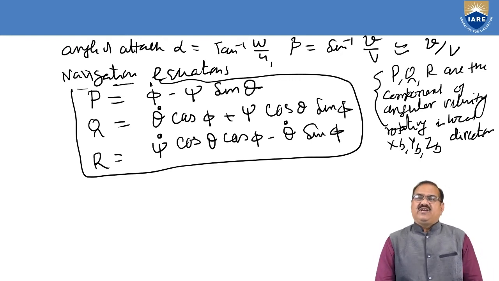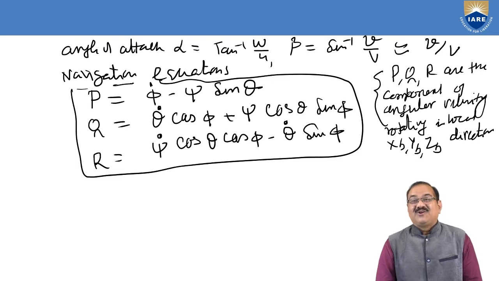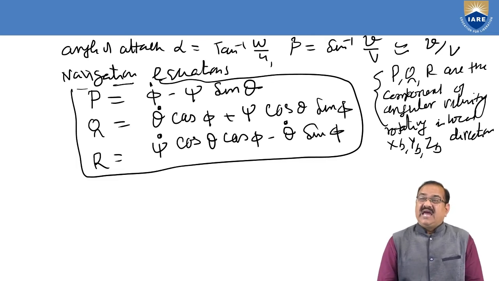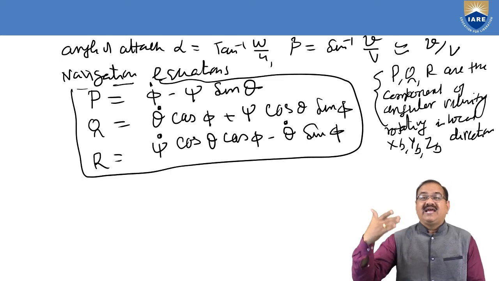Now, if you see the previous equations, there are 6 equations but there are 9 unknowns. To solve these 9 unknowns, we have to generate further equations, and these equations are called the navigation equations. It is not derived; it is directly put here. So P is equal to phi dot minus psi dot sine theta. It is a relation between Euler's angles. That is called the navigation equations, which tell how the aircraft will go and how you can navigate.